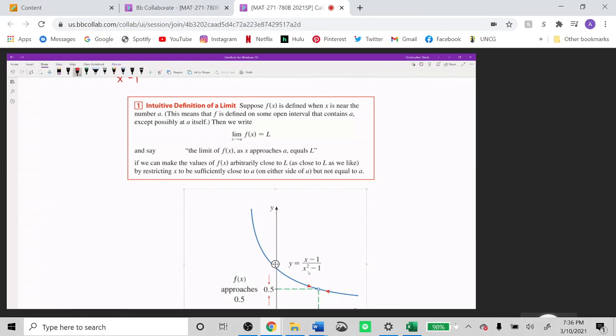Then we write that the limit of f of x as x approaches a equals L if we can make the values of f of x arbitrarily close to L. That means as close to L as we like, by restricting x to be sufficiently close to a on either side of a, but not equal to a. Does this definition of a limit make sense?